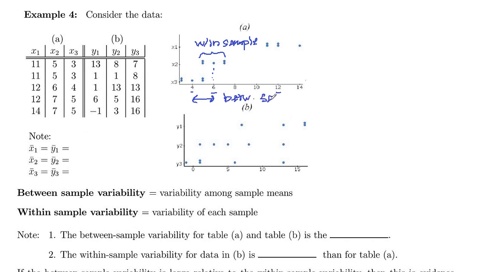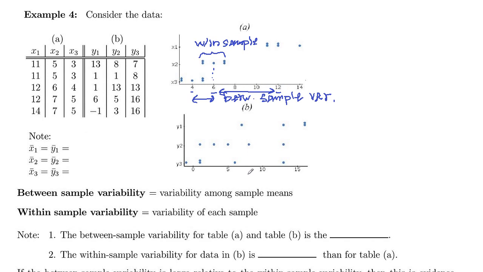And then remember, the F statistic compares between sample variability to within sample variability. So notice here in the X data sets, we don't have a lot of within sample variability, but we do have a fair amount of between sample. Here's another between sample variability from first to second sample.